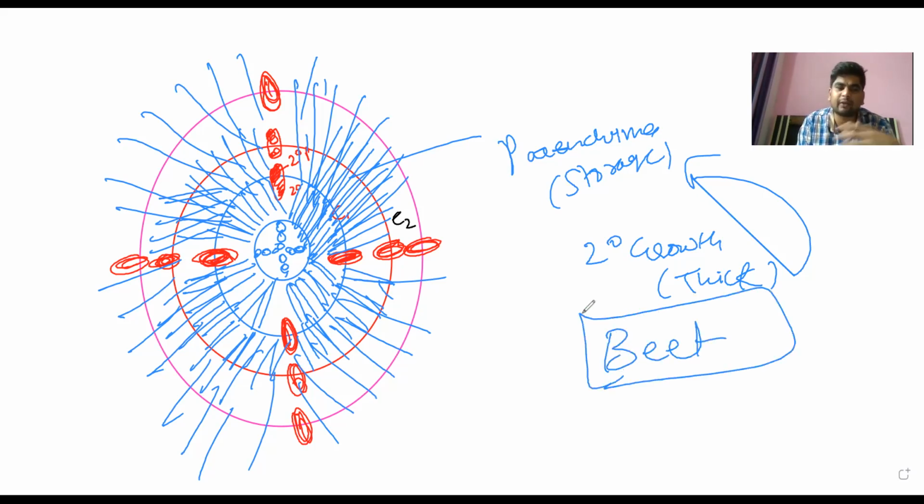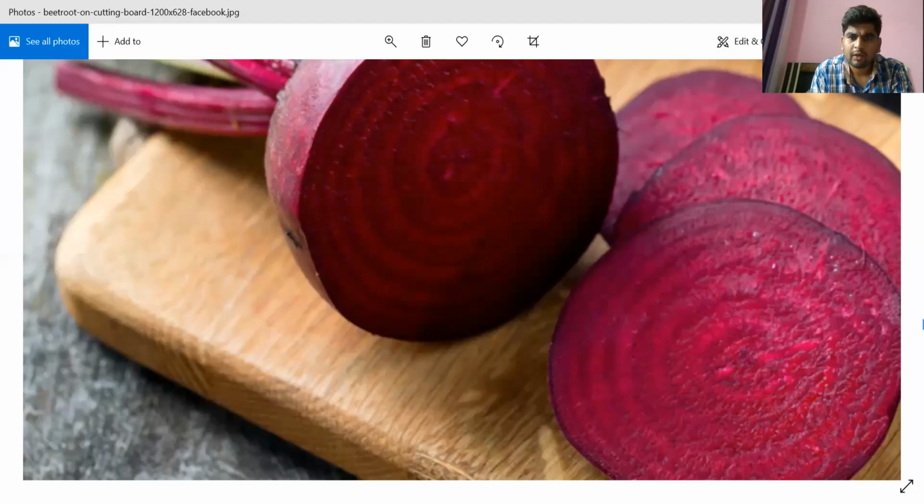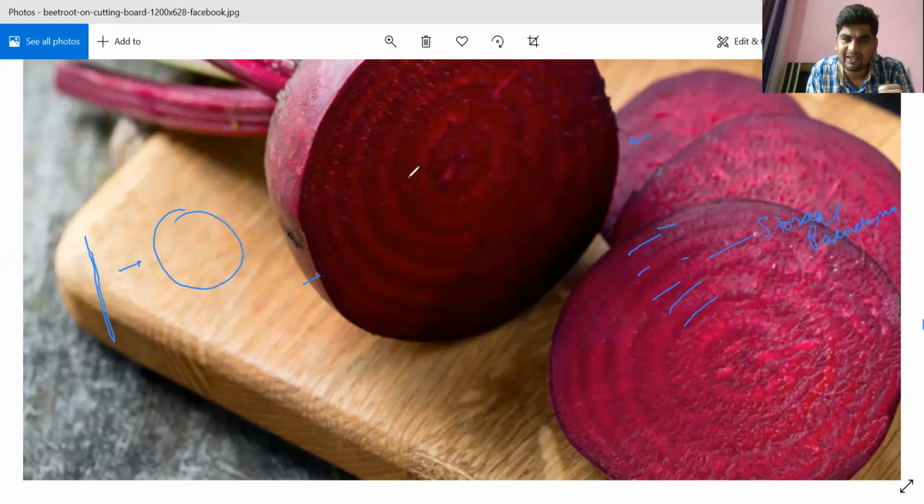I will show you a picture so that you can better understand where the parenchyma is and where the vascular bundles are. So here is a beetroot. A thin root is now converted into this much thickened root. These are the beetroots. So see, all these tissues that we are seeing are storage parenchyma. The vascular bundles are almost negligible. We can't even see them. There will be very small vascular bundles in these regions, which are not clearly visible in this.